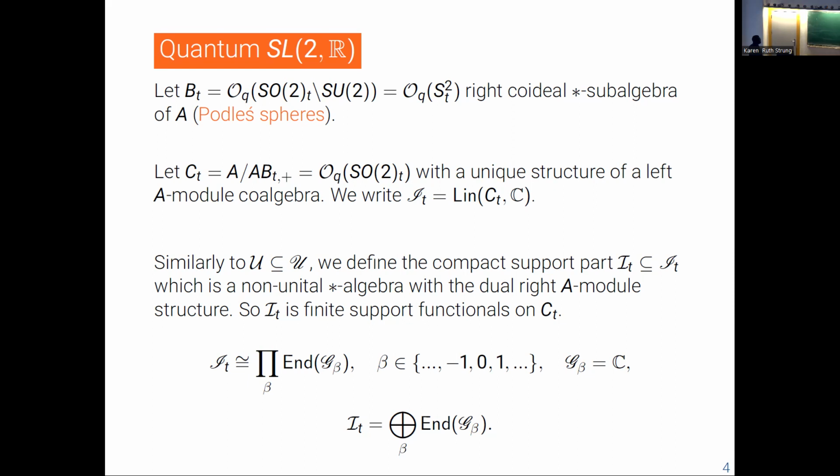Now, as we have U inside curly U, we define the same thing here. We call this I inside curly I the compact support part of curly I, which is a non-unital star algebra with the dual right A module structure. So this I_t is the finite support functionals on C. We can also view this curly I as a direct product algebra, and its finite support part as a direct sum algebra.